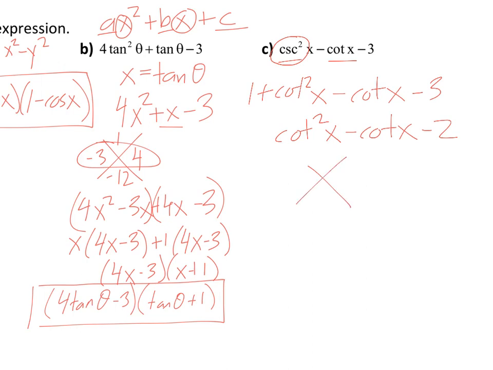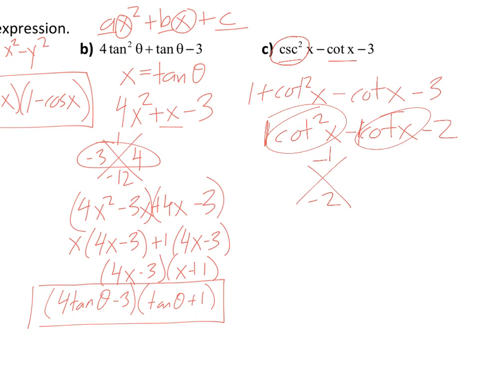This is a quadratic structure. This is like x squared, and this is like x. So here's my coefficients 1. This one's -1. So I need to find two numbers that add up to -1 and multiply to give me -2.